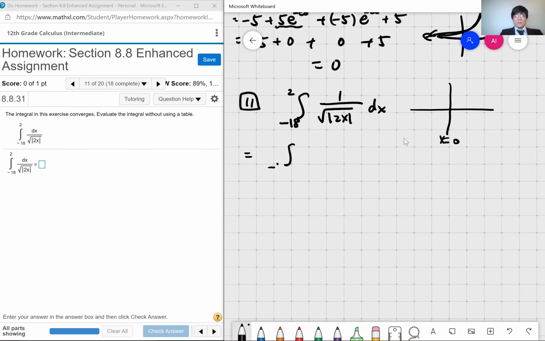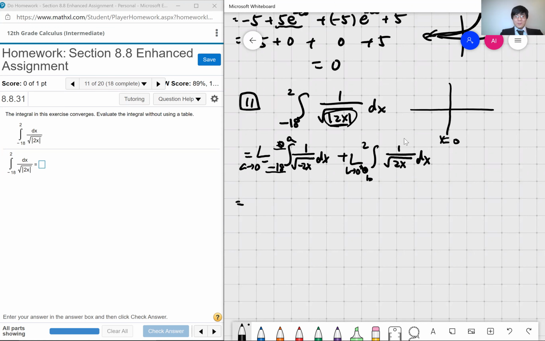So let's split this one into -18 through 0 plus 0 through 2. When x is 0 through 2, the inside of the absolute value is positive, so you can remove the absolute value sign. And when x is between -18 through 0, the inside is always negative, so you can remove the absolute value sign like this. Okay. Now let's say this is a, and this is b, and you take the limit as a approaches 0, and b approaches 0.